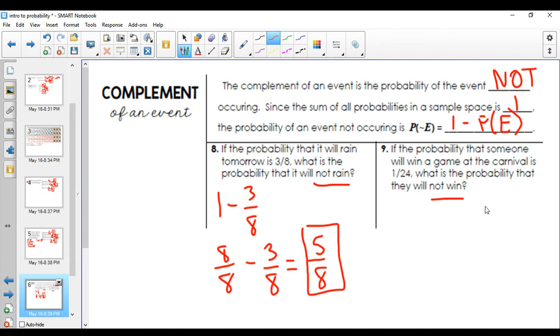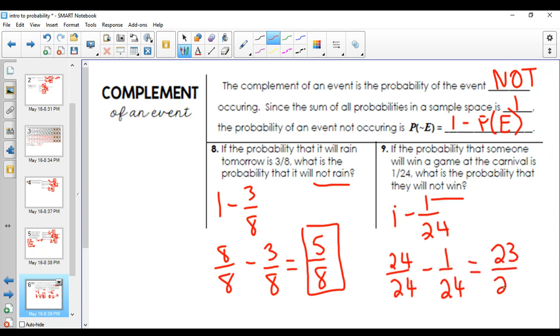Okay, so we would do 1 whole minus 1/24. The 1 whole we can think about as 24/24 minus 1/24, and that gives us 23/24, and that cannot be simplified any, so that's how we would leave our final answer there.